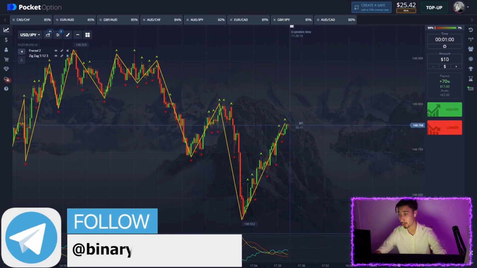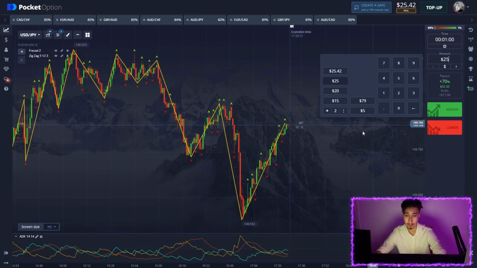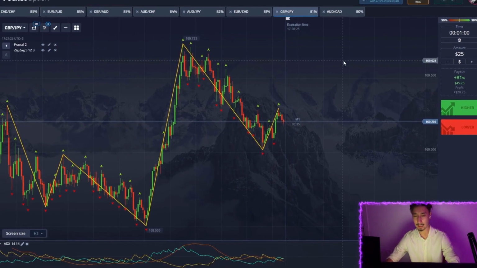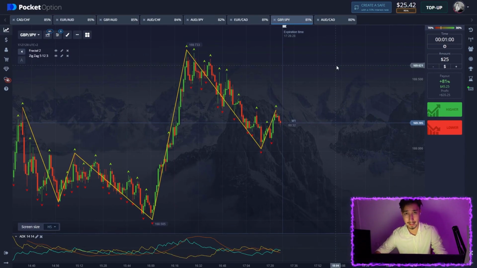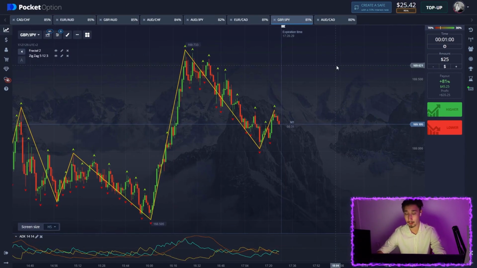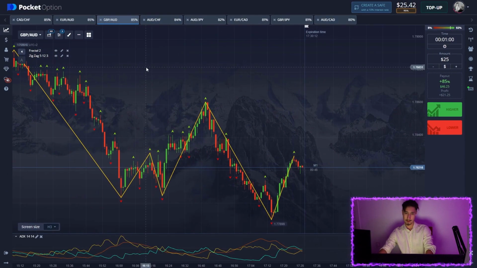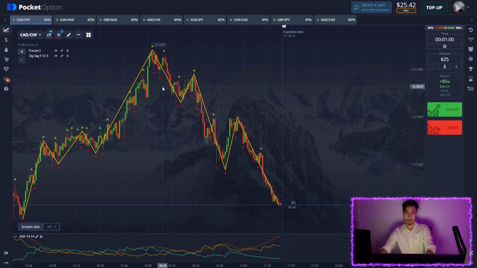Today we have $25 on our balance. We're going to look at the fractal and zigzag, and we're going to open for the maximum amount on a 1 minute time frame, as usual, as I said. Okay, and find the highest payout rate, guys.